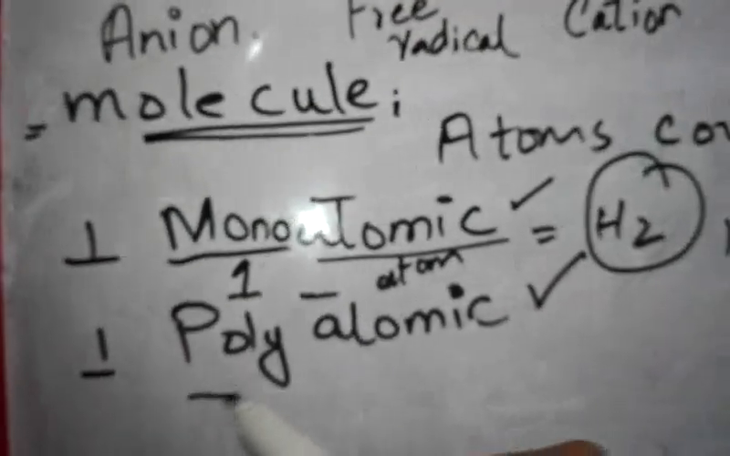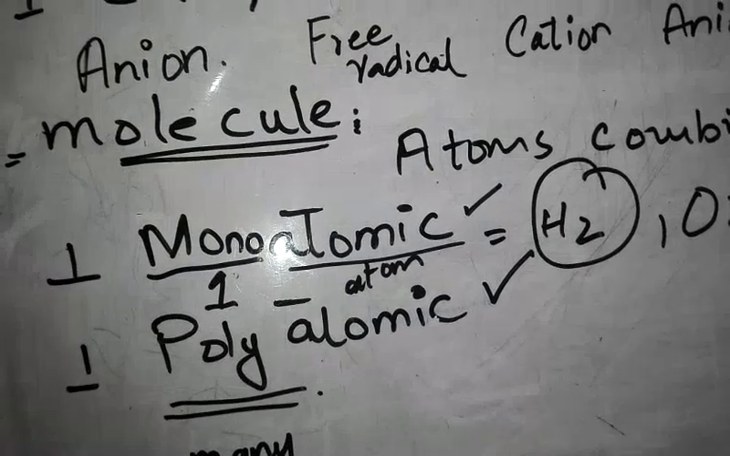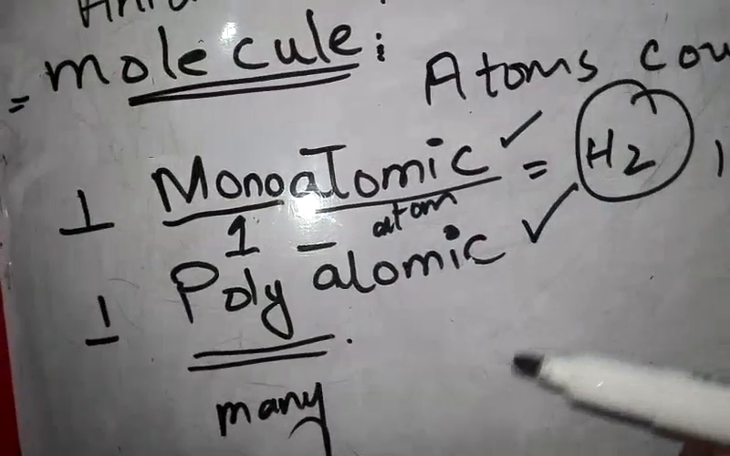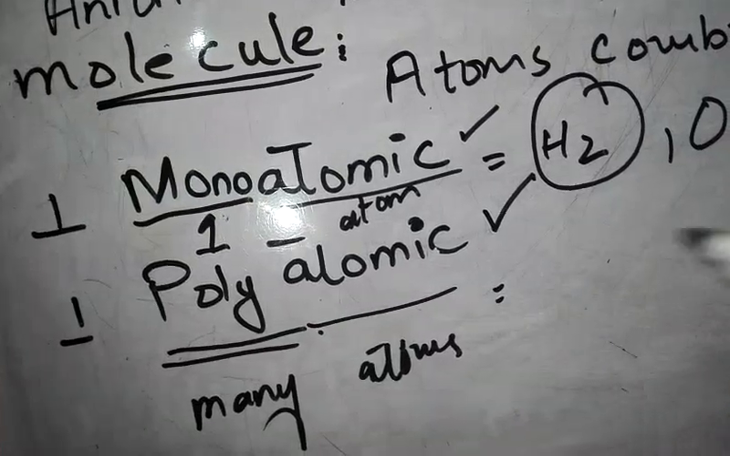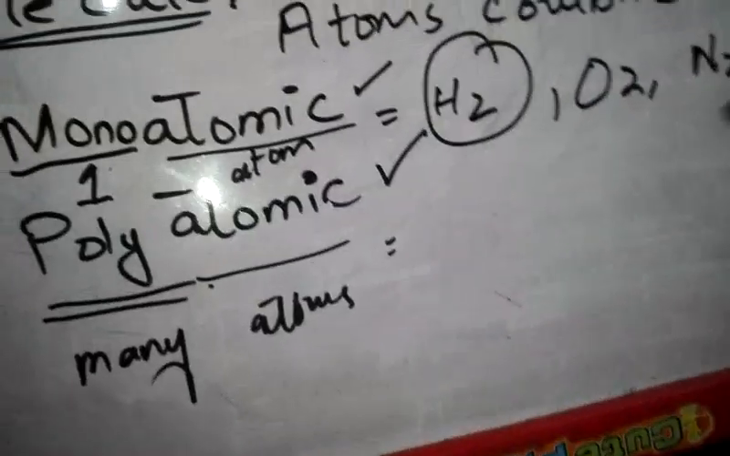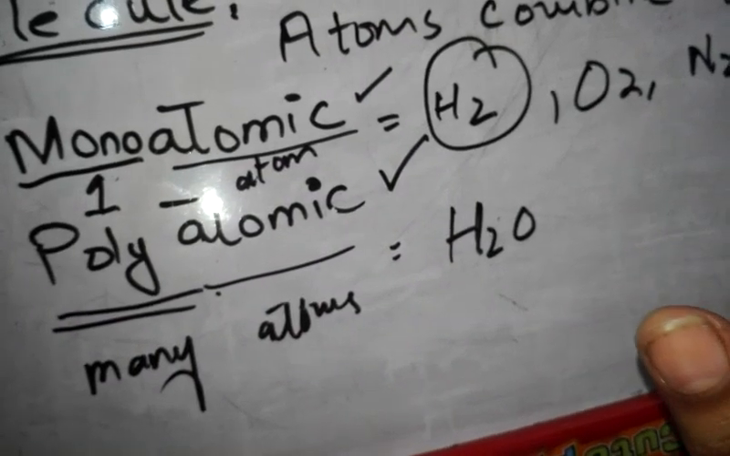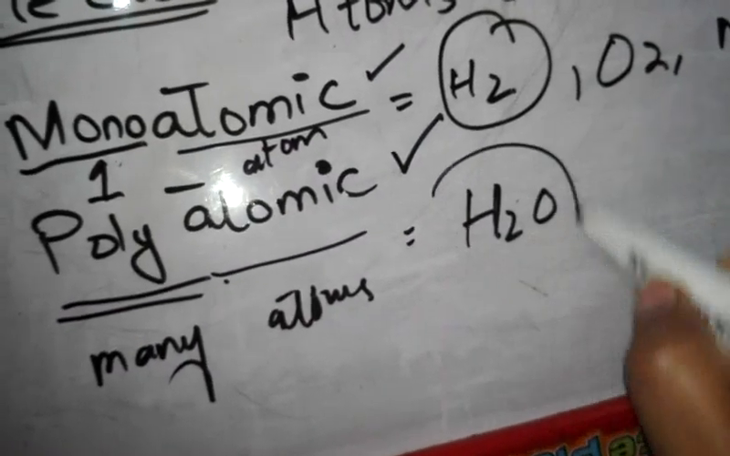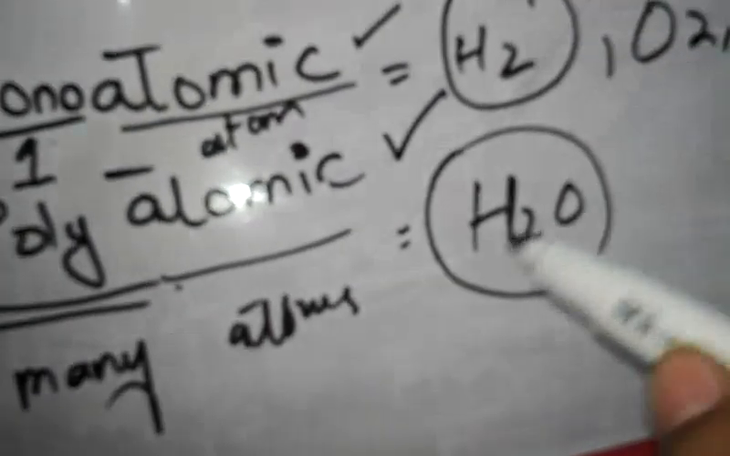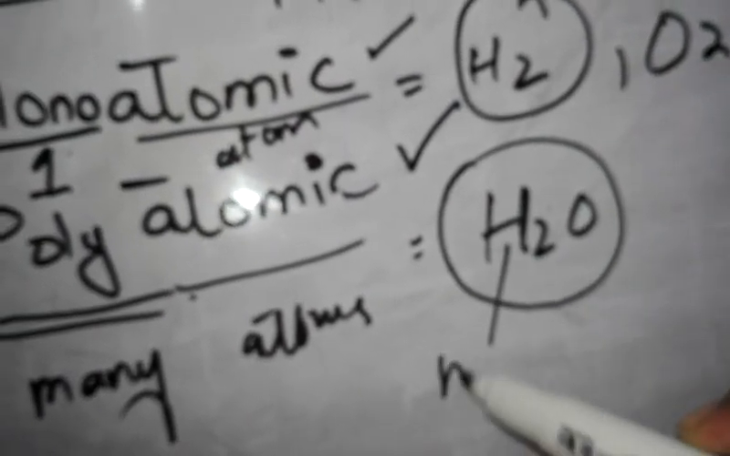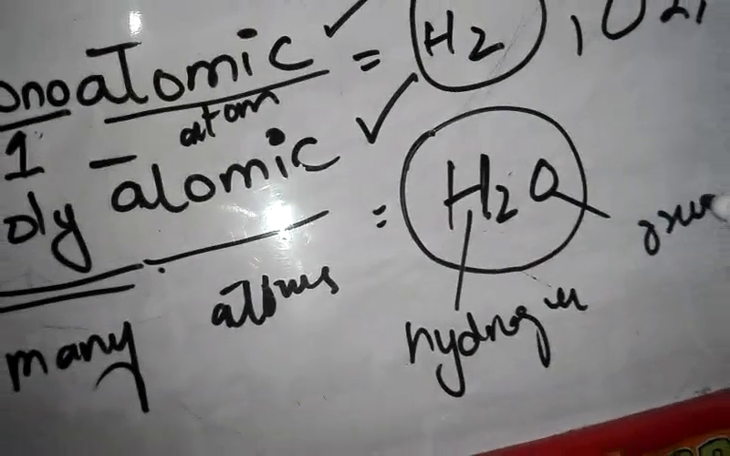Next to that is poly. What does poly means? Poly means many, more than 1, 2, 3, 4, etc. And atomic means atom. When two different atoms combine, more than 2 can also combine. For example, H2O. Now you will get the meaning what I am saying. Actually, this is a polyatomic molecule. Why? Because it has two kinds of atoms into them. One is hydrogen, next is oxygen.